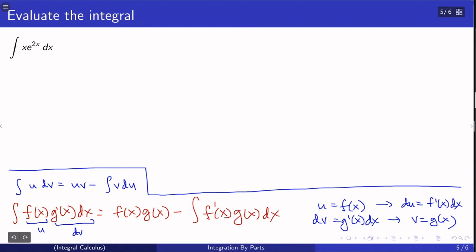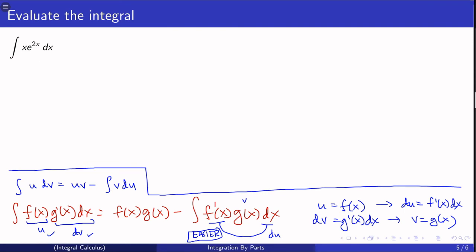But the idea is the same. In the integral that you're given, you're deciding how to pick u and dv so that when you use this integration by parts formula and you have du and v, the integral of v du is something easier to evaluate. That's always the goal here.